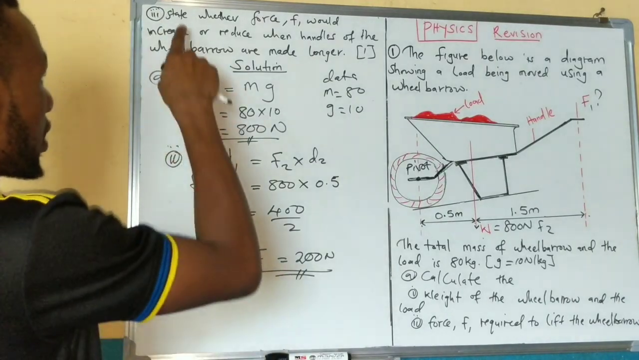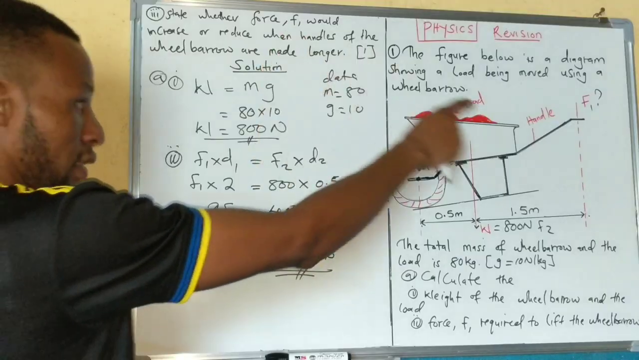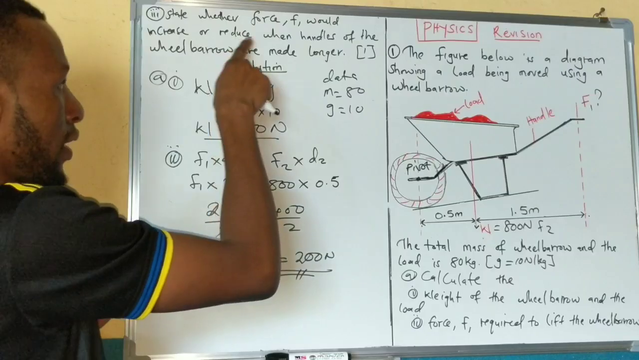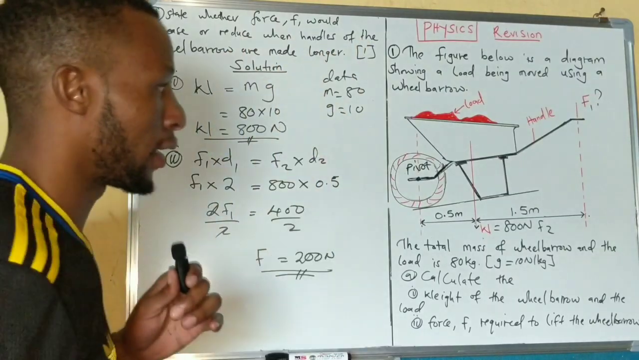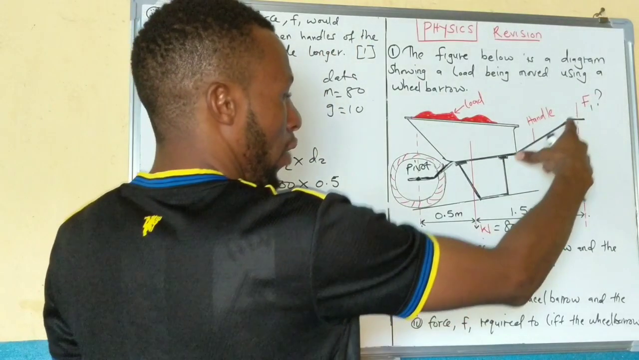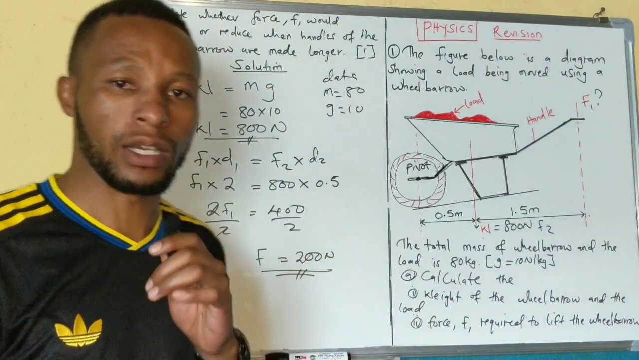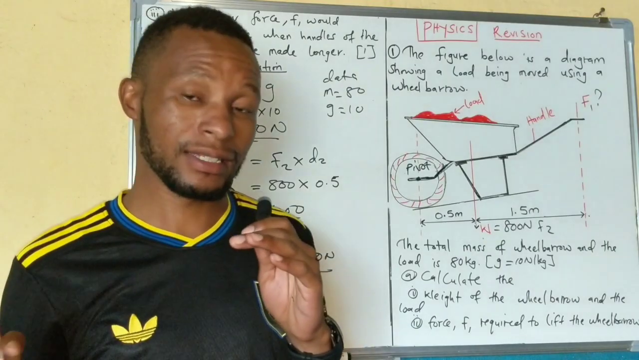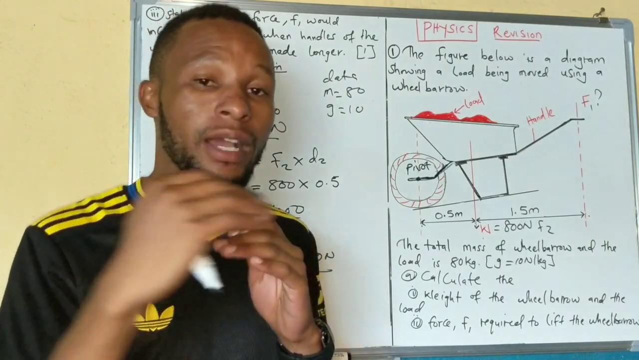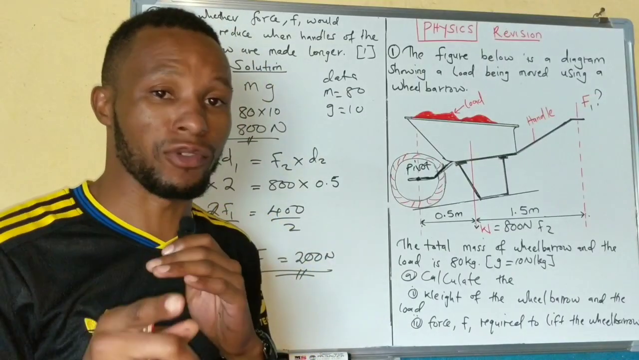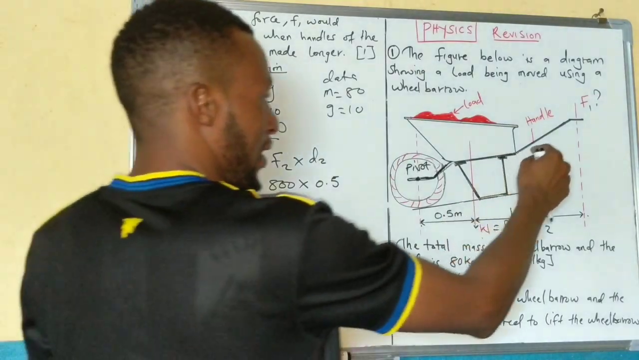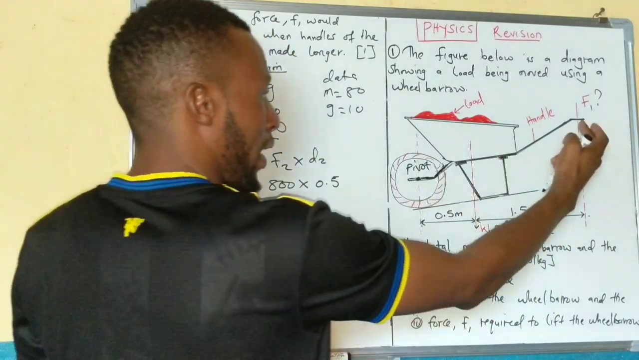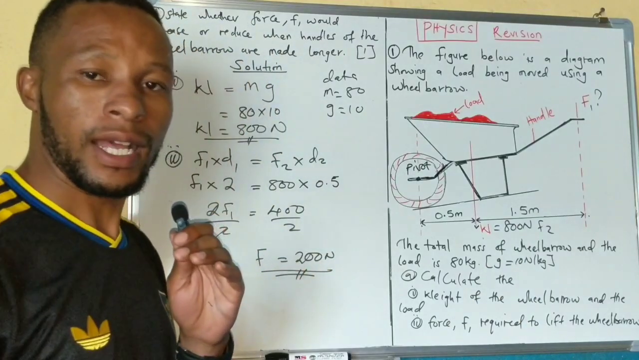Okay, 2 marks there. Then the last question is saying state whether force F, this force here we have just calculated, would increase or reduce when the handles of the wheelbarrow are made long. So this is the handle of the wheelbarrow. What would happen if you make them longer? Remember the concept of moments. The longer the distance is from where you're applying force to the pivot, the lesser the force. So if you extend these handles, it means you are increasing the distance from the pivot to where you can apply your force there.